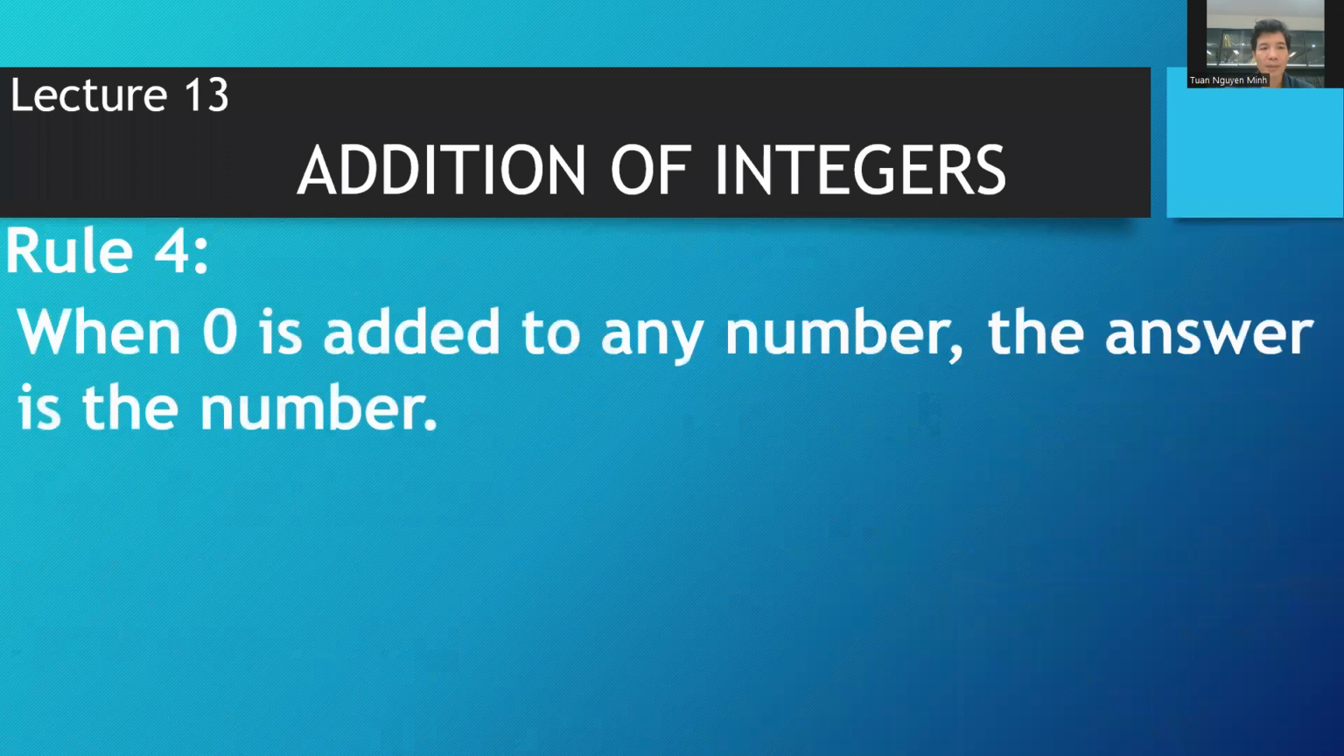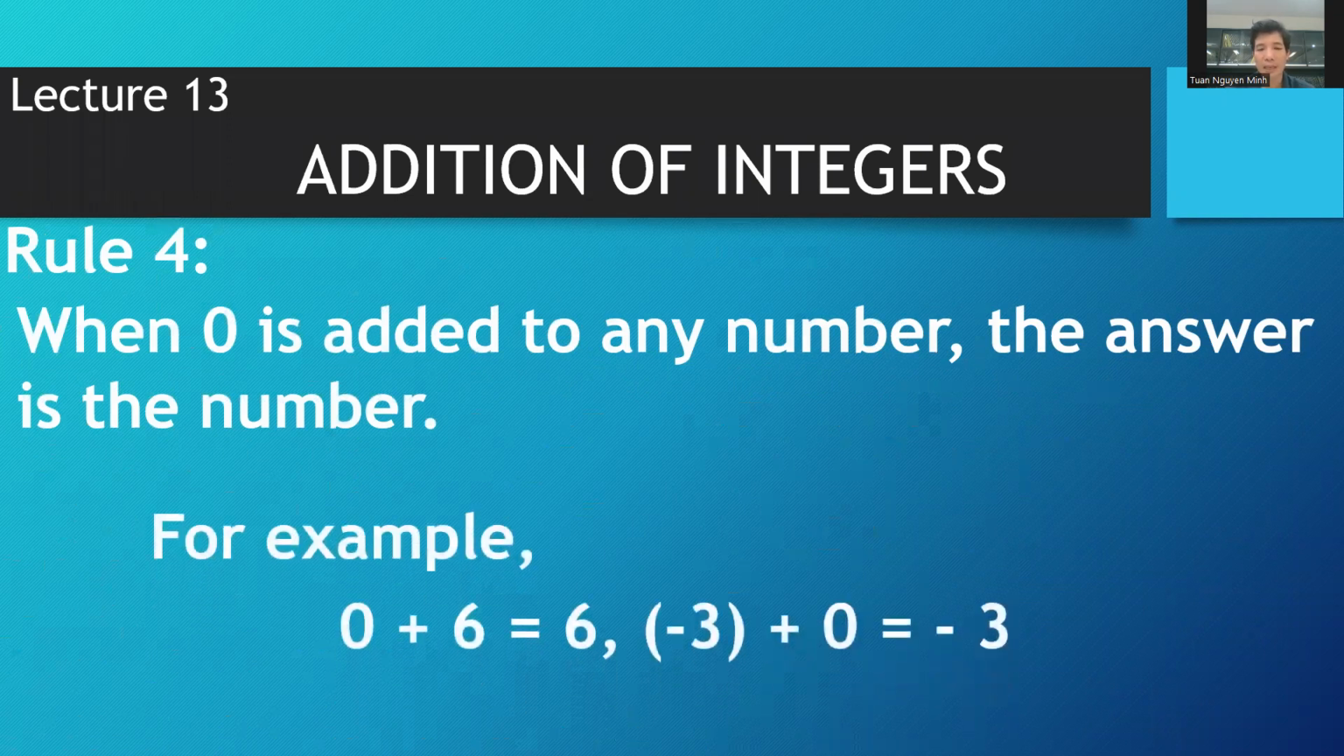Rule 4: when 0 is added to any number, the answer is the same number. That means when you add 0 to any number, the last answer is the same as the original number. For example, 0 plus 6 equals 6, and -3 plus 0 equals -3, the same value.